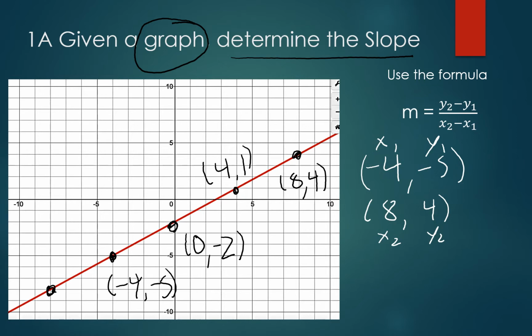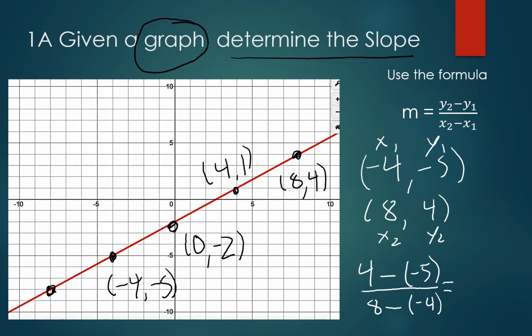I'm going to go ahead and substitute my points into my formula. So 4 minus -5, divided by 8 minus -4.